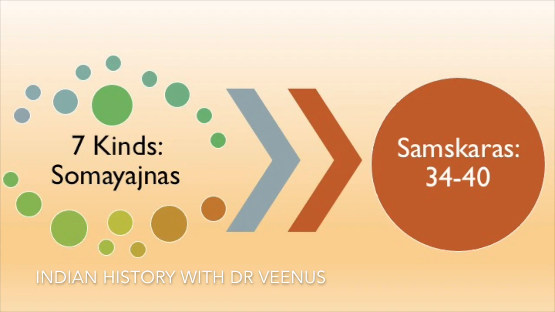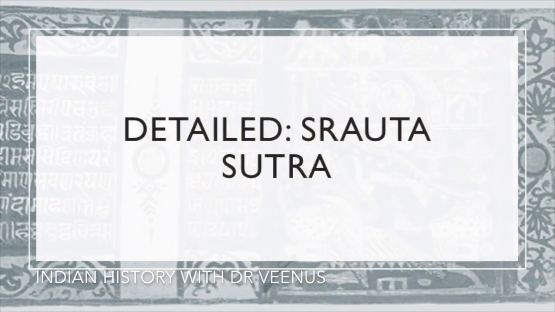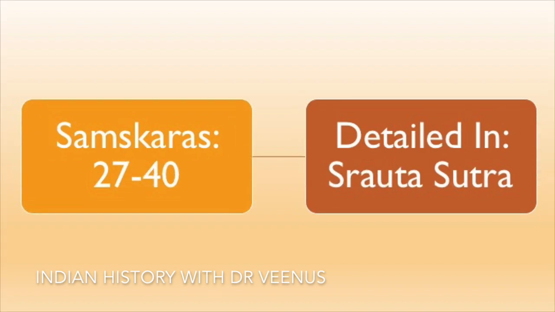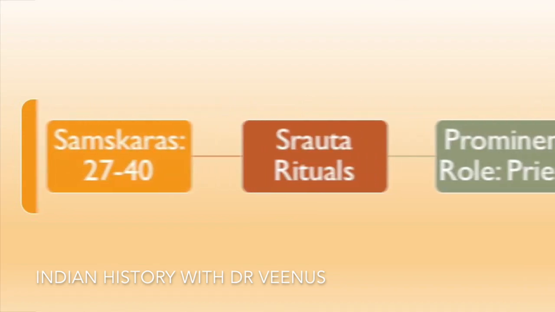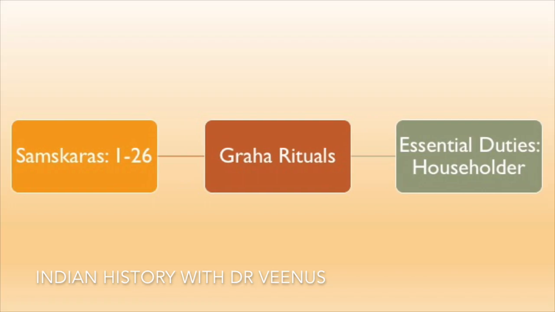The Haviryajnas as well as Somyajnas are more highly developed rituals and are treated in detail in the Shrautasutras. Important thing to remember is that Sanskars 1 to 26 are described in detail in Grihasutras, and Sanskars 27 to 40 are described in detail in Shrautasutras. In Sanskars 27 to 40, in Shrauta rituals, the priest plays the most prominent part, whereas in Sanskars 1 to 26, in the Griha rituals, the essential duties are performed by the householder himself.